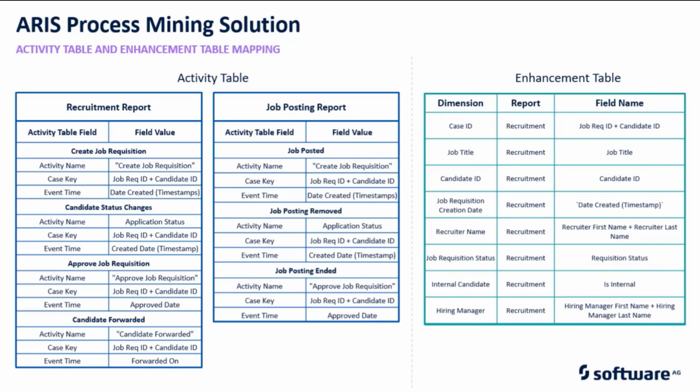So here what we have done is we have selected job requisition ID and candidate ID, a combination of both, as our case key, because we wanted to drill down to the level of candidate and understand how each candidate is flowing through our system, so that we can identify how much time the recruiter has been spending on each candidate for each job requisition and where they can save time.